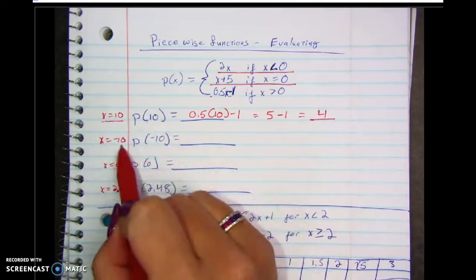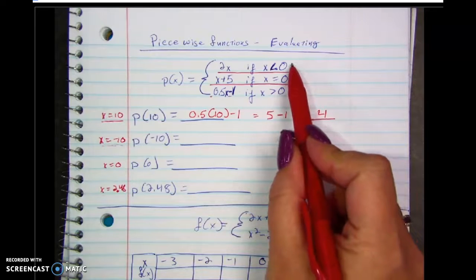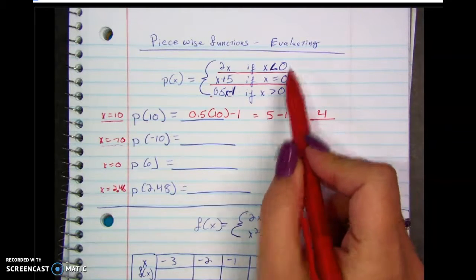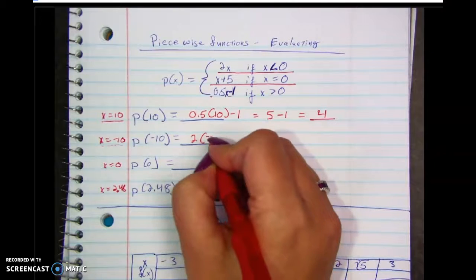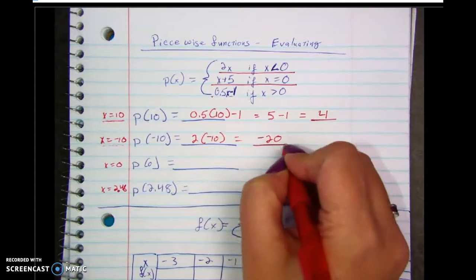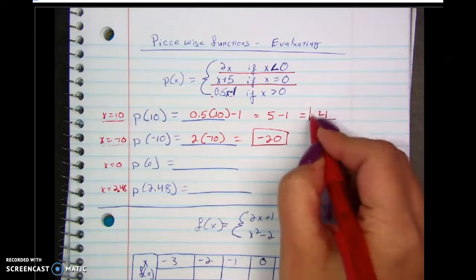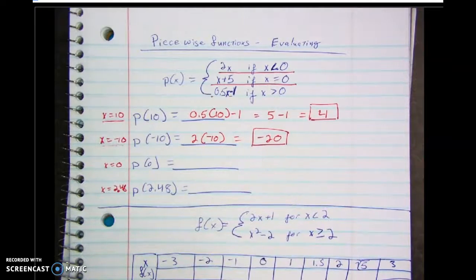So now we have, okay, what about when x is negative 10? So we're going to go over here and say, well, it's less than 0, so I'm going to plug it into this one. So negative 2x, so negative 2 times negative 10. And that's going to be negative 20. So p of negative 10 is negative 20.